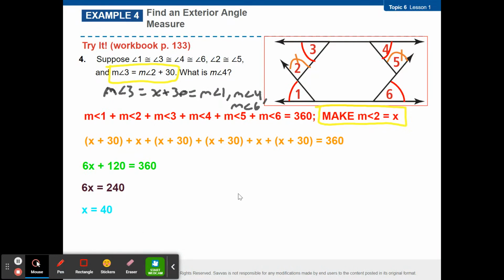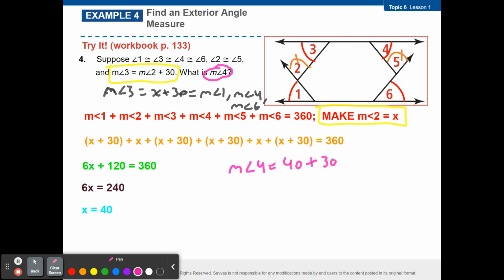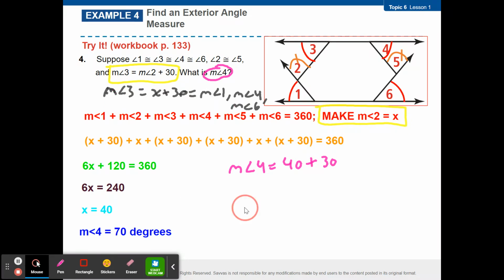Are we done, though? No. What did they ask us for? What is the measure of what? Angle 4, right? So the measure of angle 4 is going to be x, which is 40, plus the additional 30, because remember, we said the measure of angle 4 is also congruent with the measure of angle 3. And that gives us a total of 70 degrees.